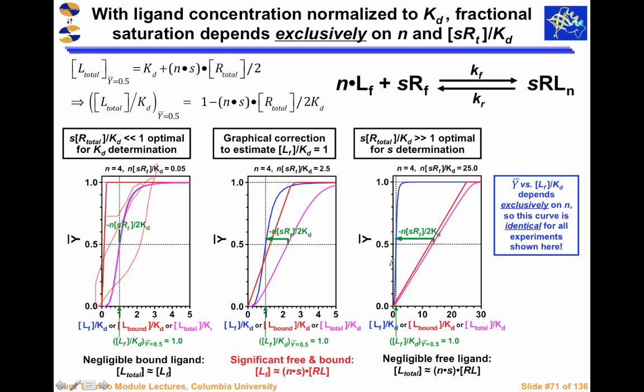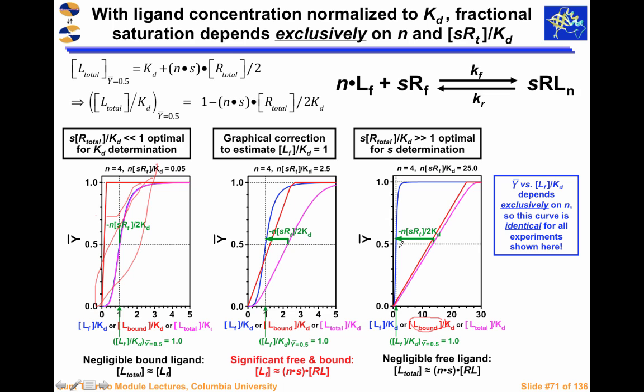But now with a lot more total receptor, we end up with a lot more bound ligand. The relationship between bound ligand and fractional saturation is still linear, right? The more fractional saturation you have, the more bound ligand you have. At 100% fractional saturation, you need NSRT bound. At 50% saturation, you need half of NSRT bound, right? There's obviously a linear relationship between fractional saturation and bound ligand. But in this case, because you have a lot of receptor, you have a lot of bound ligand.